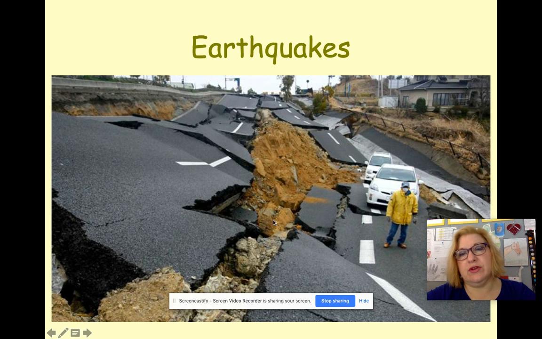First, you can see that there's a big earthquake there, and the roads have been destroyed. That happens quite often in earthquakes, unfortunately.